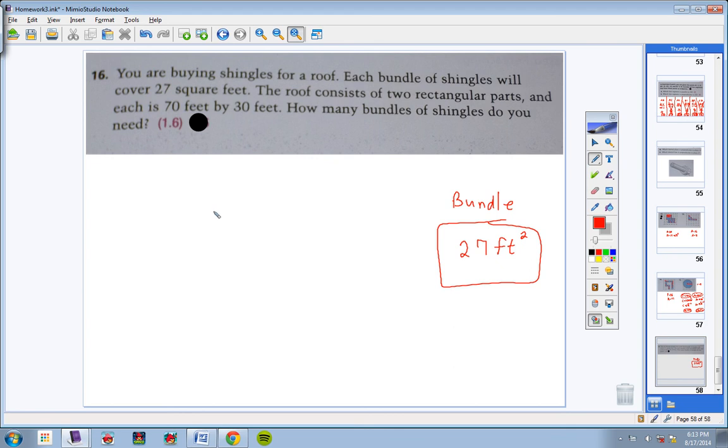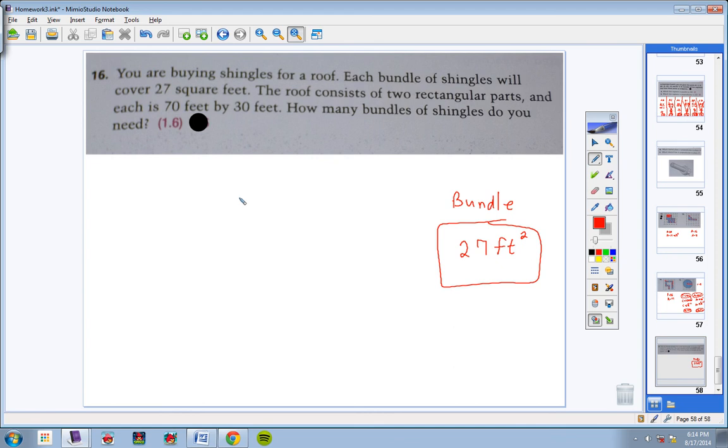Now, obviously, if you think about it, I have no idea how many bundles of shingles I need until I know how many total square feet that I have. Because look, bundles are not necessarily measured in square feet, but, sorry students for that interruption, bundles are measured in 27 square feet. So every time you have 27 square feet, then you know you need one bundle. So the only way to know how many total bundles that you need is to find your total square feet.